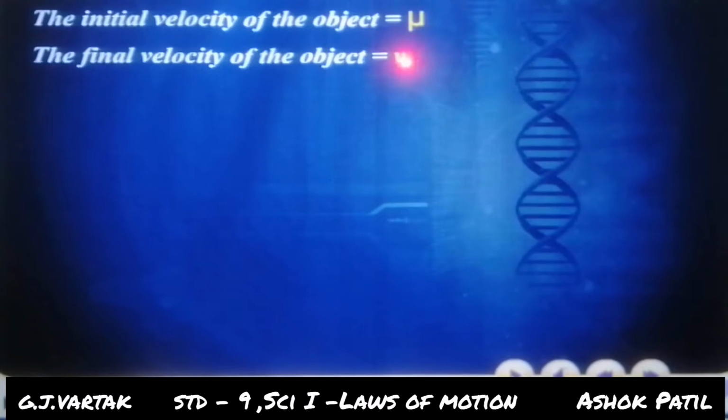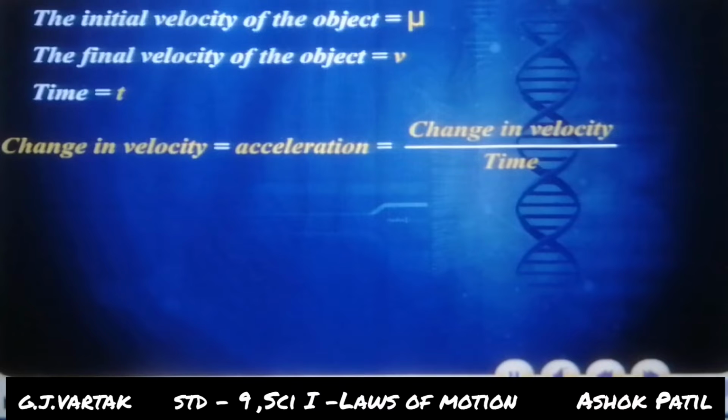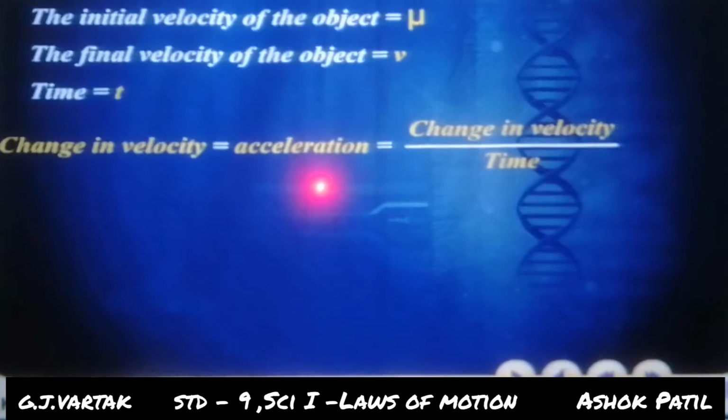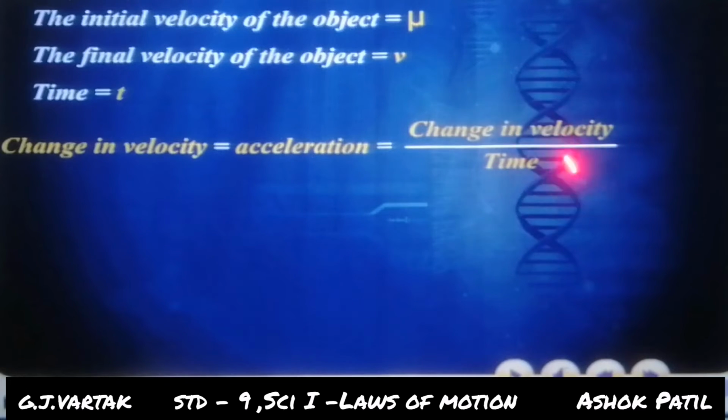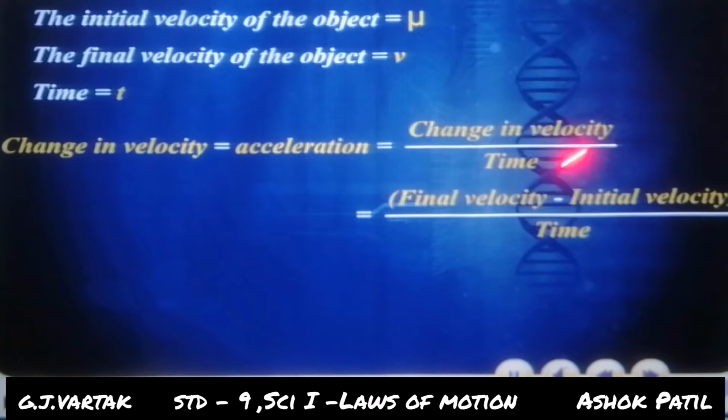You call mu or u here the initial velocity. The final velocity of the object is equal to v. Time is equal to t. Acceleration is equal to change in velocity upon time. The formula of acceleration is change in velocity upon time.